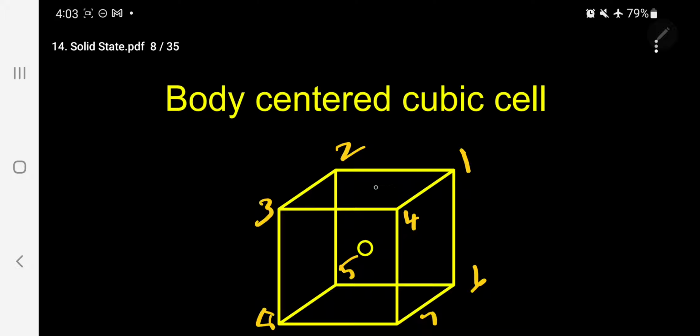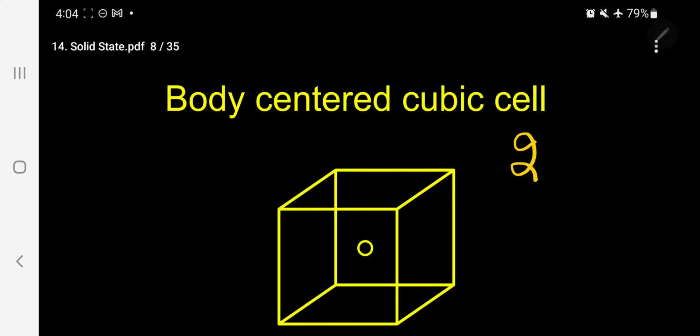Kindly follow. Let me write the faces on this one. This is 1, on the other side. This is 2. This is 3. This is 4. And below 5 and above 6. So totally 6 faces. Kindly follow. So the total number of atoms occupied in the body-centered cell is 2.